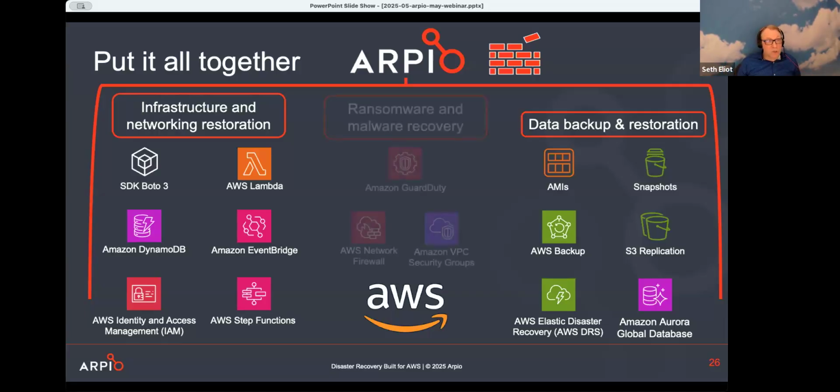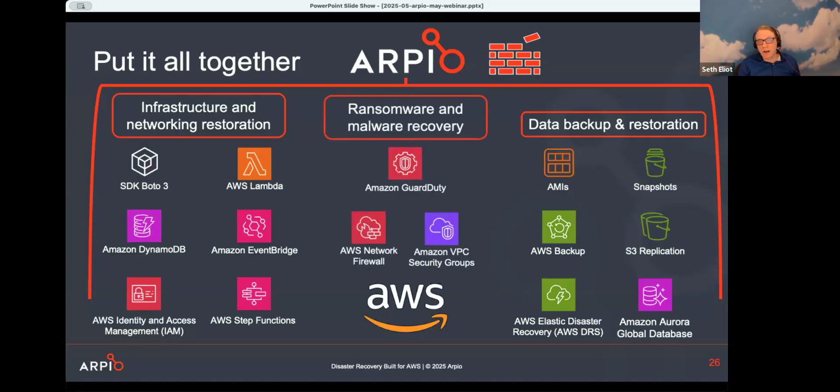And RPO is also doing ransomware and malware recovery. And we'll talk in more detail about how it's doing that later. But it's, again, using AWS tooling for that. It's using GuardDuty to scan for malware. It's using network firewall and security groups to create quarantines to bring up a safe recovery in the event of a ransomware or malware attack.